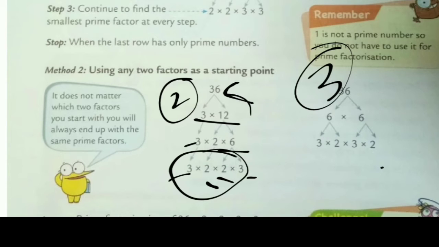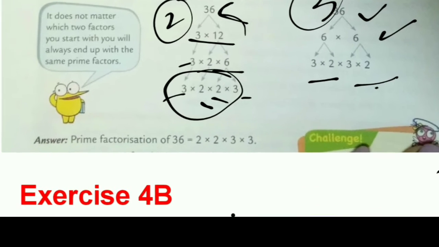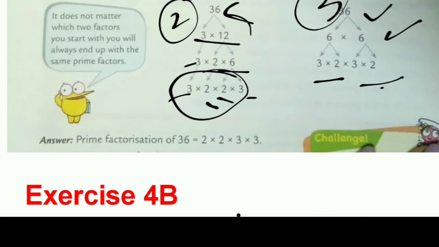This is the third method to solve. 36. We know that 6 times 6 is 36. This 6 we will write as 2 times 3. This 6 we will write as 2 times 3. So the same thing we arrange: 2 times 2 times 3 times 3. Got it?